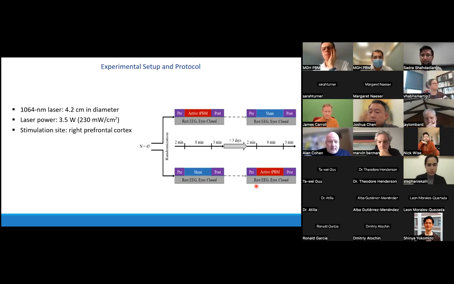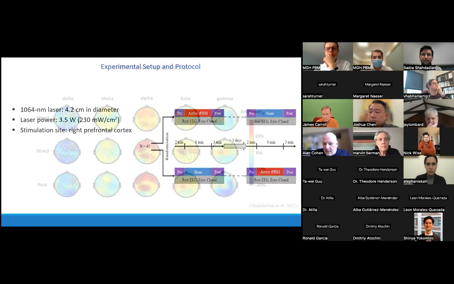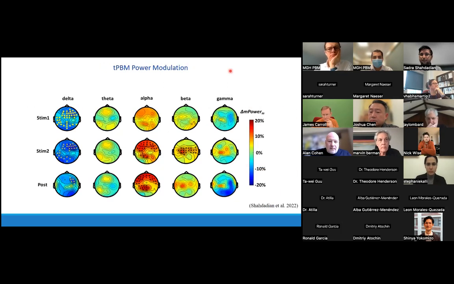the first 4 minutes and second 4 minutes, which we call STIM 1 and STIM 2, to better see the dose-dependent changes in the modulation. So for the results that we get, the first one is the power modulation in the electrophysiological system. As you can see, the main effect of the tPBM on the right prefrontal cortex is associated to the alpha and beta bands, which we can see an increase in the power in the frontal and parietal regions in alpha band during STIM 2 and post stimulation.